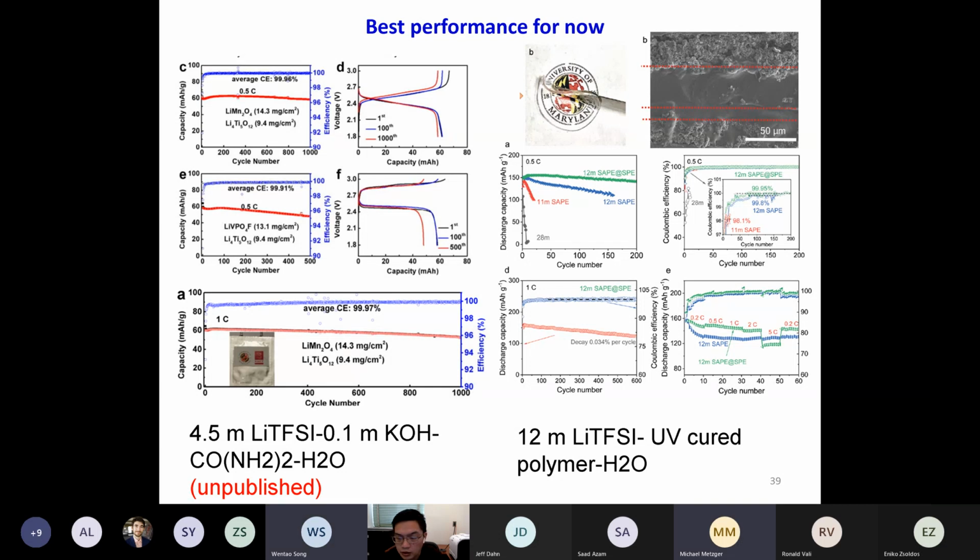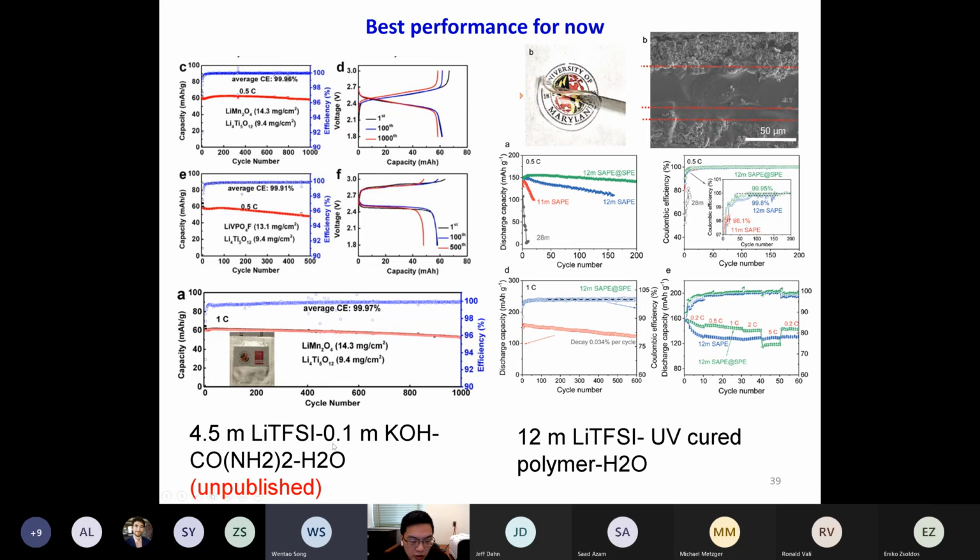Okay, I think, Chongyin, so you use potassium as an additive, but do you worry about this potassium also intercalating into your LTO anode? Because it's also a cation.